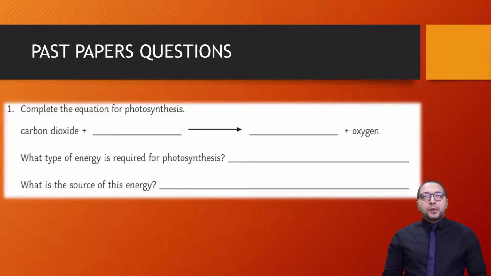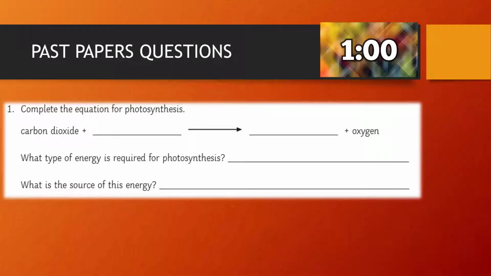Starting first with the past paper question, we have the first question: complete the equation for photosynthesis. As you can see, we have a word equation, and underneath we have two questions. What type of energy is required for photosynthesis and what is the source of this energy? I'm going to give you 1 minute only to figure out the answers, then we're going to find out the answers together.